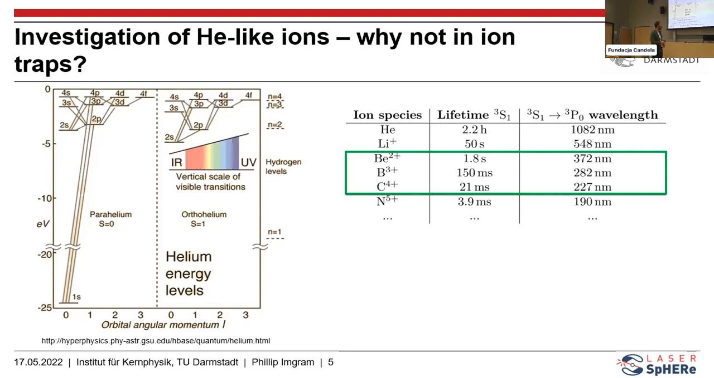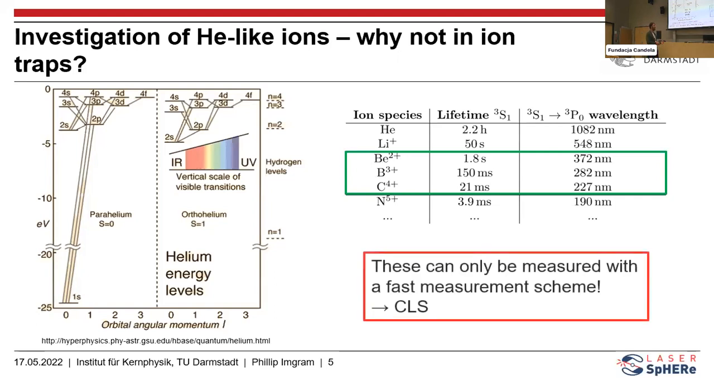These systems are now the goal of our work, and the main point here is that we need a fast measurement technique from the production of our ions to the measurement, and this is now the direct connection point to nuclear physics, because for the technique of collinear laser spectroscopy, it doesn't change if you have quickly decaying nuclei or if you have metastable atomic states, which quickly decay.